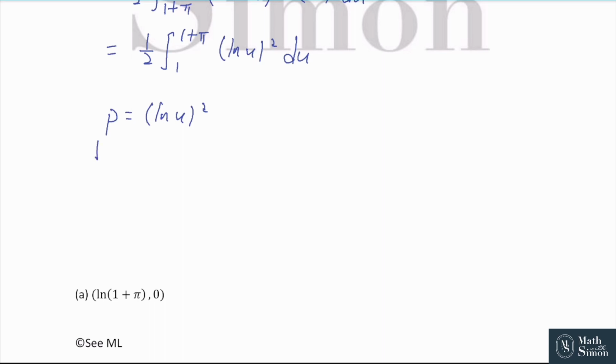Okay, so dp/du is our 2 ln u over u. This one we know how to differentiate from there. And then another one is our usual dv/dx, right? But since we actually want to change that, let's say we use dq/du.